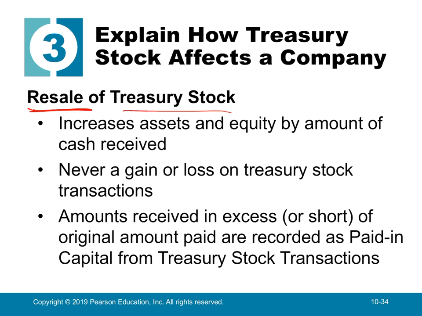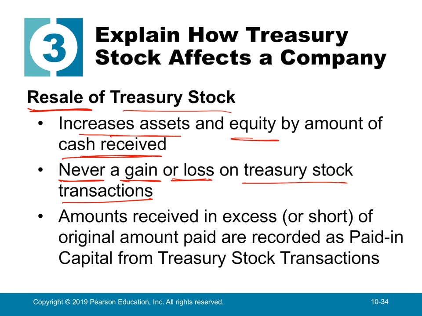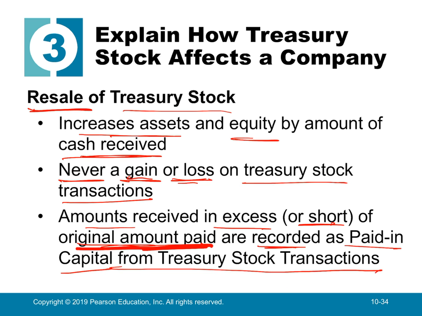Most of the time, we're going to resell the treasury stock back into the marketplace. This is going to increase assets and equity by whatever cash we receive when we sell it back. We'll never show a gain or loss on treasury stock transactions. It doesn't make sense. We're buying ownership in ourselves, so it would be weird to show a gain or a loss. Instead, when we have what you would think of as a gain or a loss, so when we have amounts that are in excess of the original amount paid or short of the original amount paid, we're going to record those into the paid in capital from treasury stock transactions.